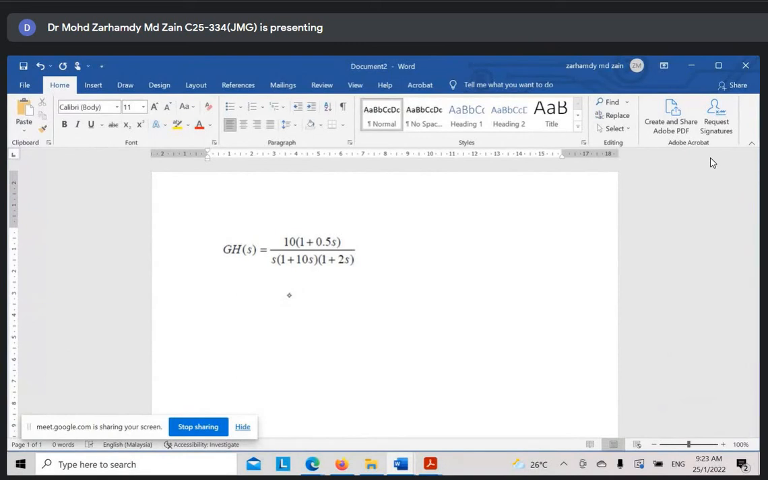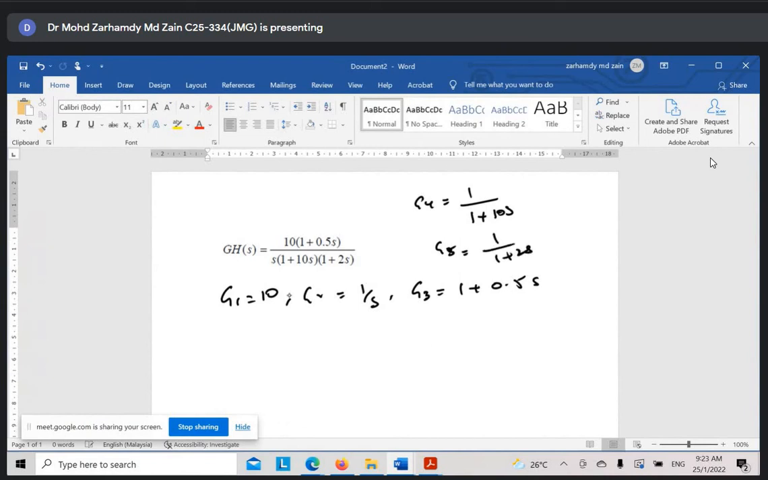Kalau kita lihat kat sini, dia kata G1. G1 adalah 10. G2 adalah 1 per S. G3 adalah 1 campur 0.5 S. G4 adalah 1 campur dengan 1 campur 10 S. G5 adalah 1 per 1 campur 2 S. Okay. So kita dah dapat dah benda ni.